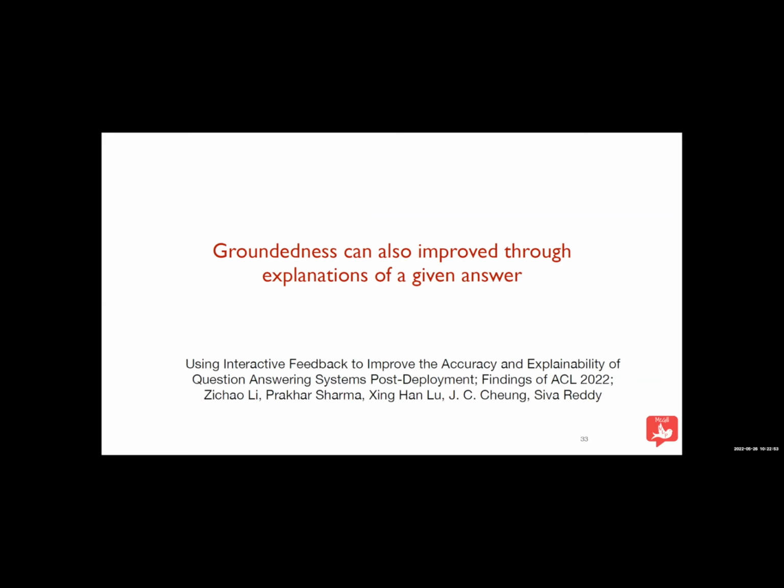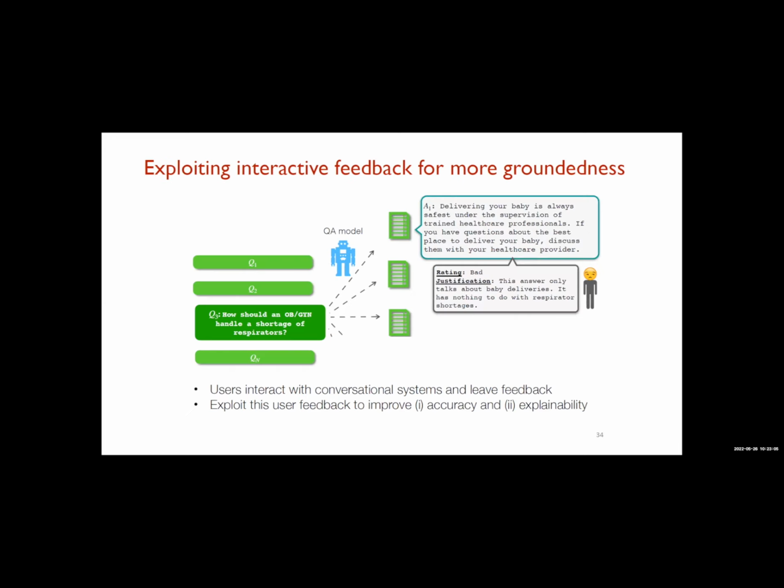This is one way of improving groundedness, but what are other ways? The other way could also be providing explanations for answers. This is a paper that we presented at this conference. If you take a deployed model, in this particular case, how should an OB-GYN handle a shortage of respirators, and the model produces an answer, because we are interacting with these systems, one can go and provide feedback whether that answer is good or bad, right? So this person says, hey, this is a bad answer. This is a bad answer because it has nothing to do with respiratory shortages and so on. So they provide some reason.